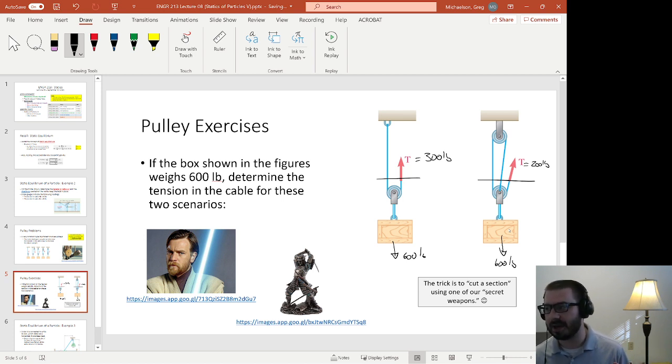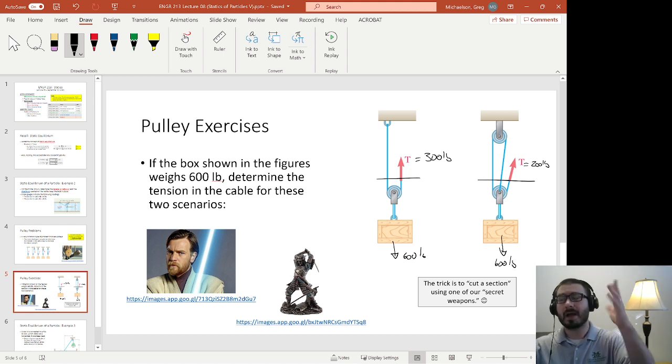Because this all goes back to static equilibrium. Sum of forces in the Y direction equals zero. Whenever we say sum of forces in the Y direction equals zero, it's just another way of saying that every force going up has to equal every force going down. So if I have 600 pounds going down, I have to have 600 pounds going up. And if I have 3T going up, then T is 200 pounds.